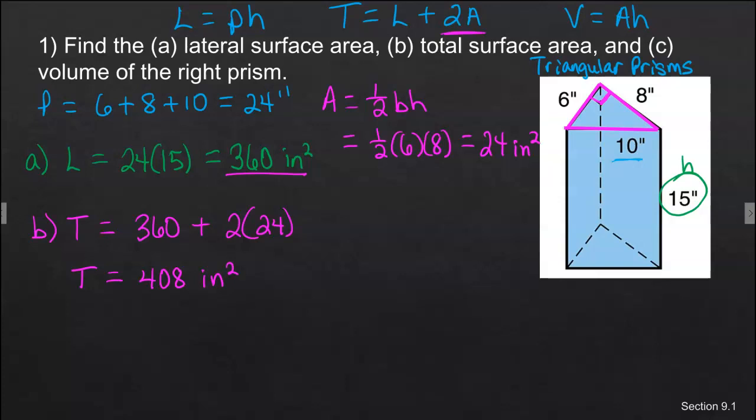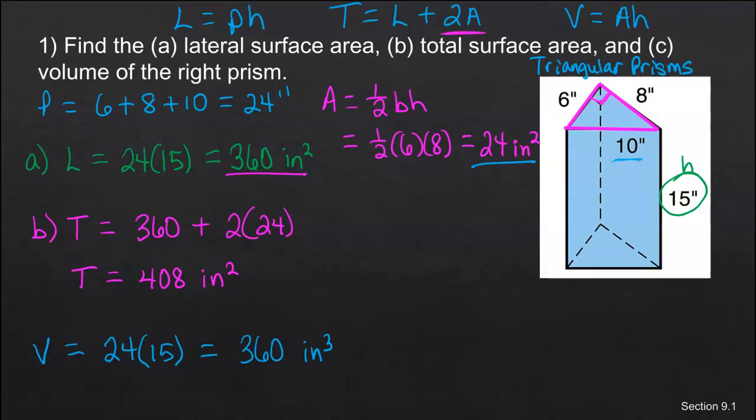And then last we have volume. So volume's area times the height, right? Area of the base times the height. So the area of my base is 24. And then we're going to multiply that by the height of 15. 24 times 15 is 360. I was just doing another video about degrees and circles. Anyway, and this is cubic inches. So there we go. All right.